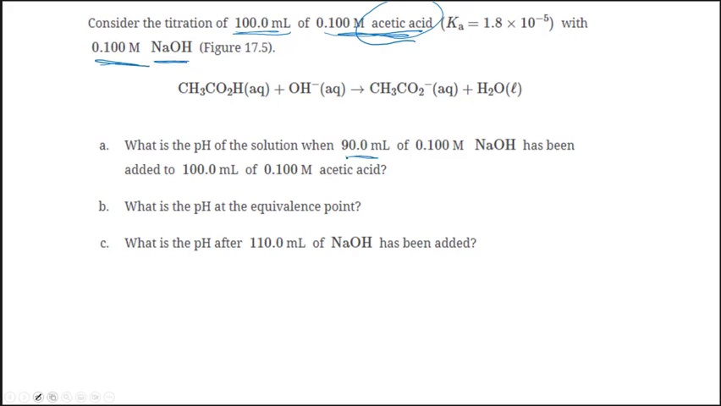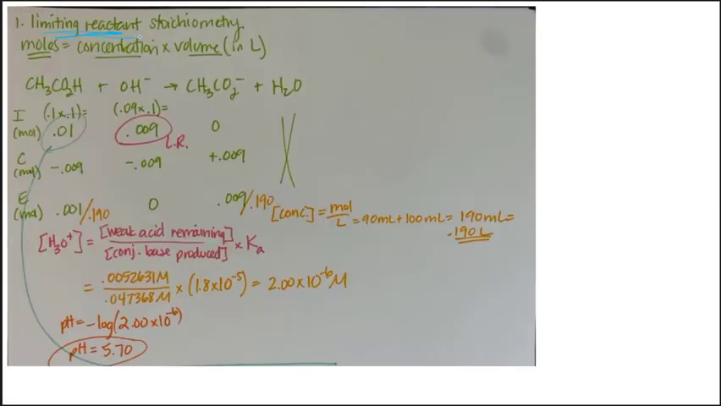What's the pH of the solution when 90 milliliters of 0.1 molar NaOH has been added to 100 milliliters of 0.1 molar acetic acid? We need to do our limiting reactant stoichiometry. Remember that moles is equal to the concentration times the volume in liters. So we know that we have our weak acid plus the strong base, and that's going to donate our hydrogen. So our one product is going to be acetate and our other will be water.